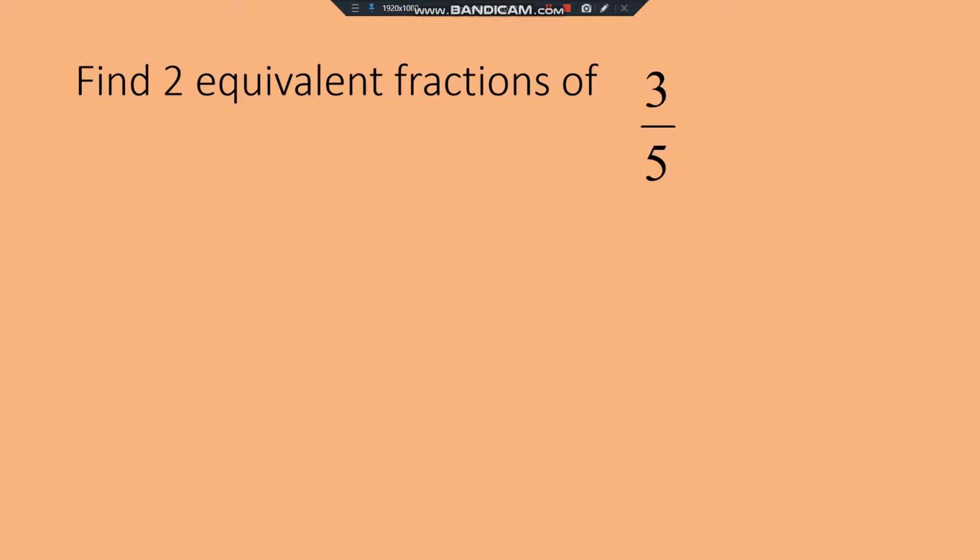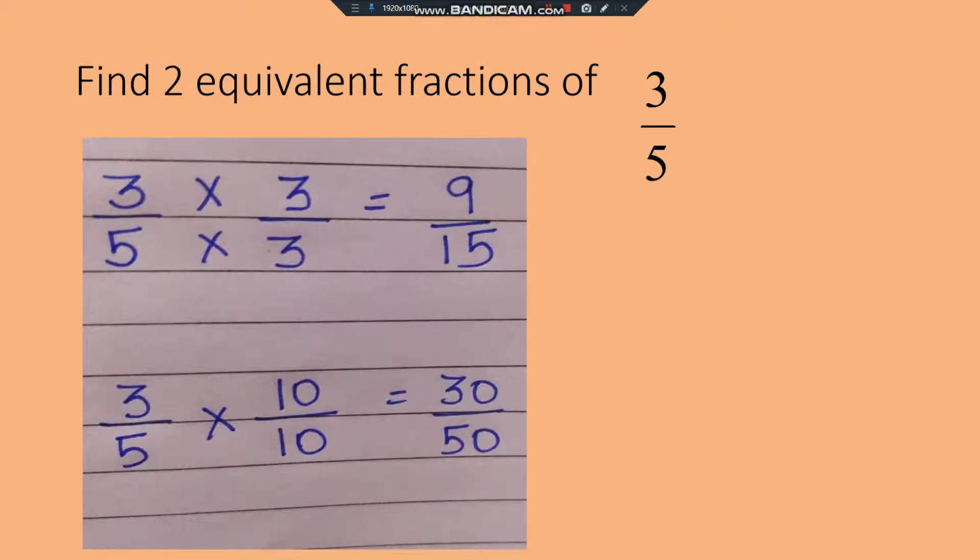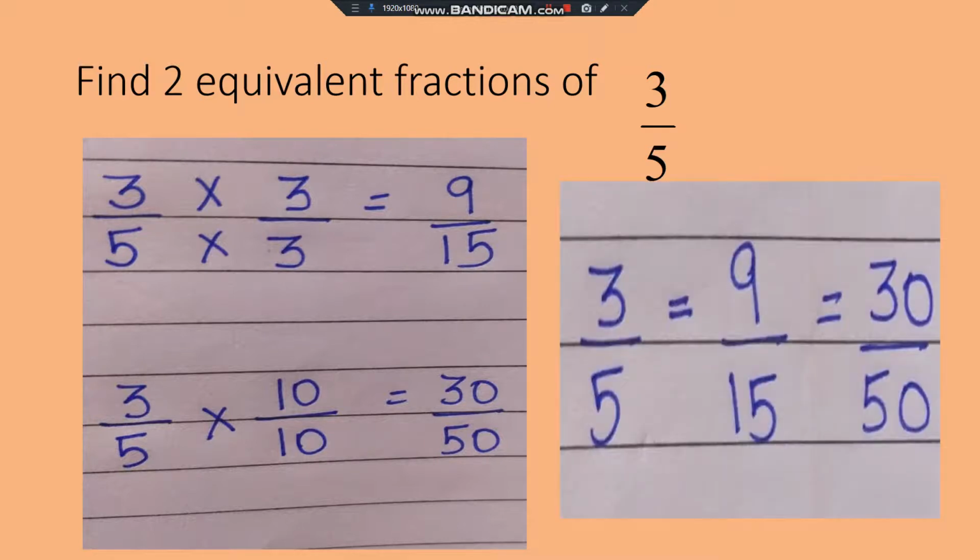Find two equivalent fractions of 3 by 5. So I multiplied 3 by 5 with two different numbers. But I multiplied the same number to the numerator and to the denominator. When I multiplied it by 3 by 3, I got 9 by 15. When I multiplied 3 by 5 by 10 by 10, I got 30 by 50. So I got two different equivalent fractions of 3 by 5. Those are 3 by 5 is equal to 9 by 15 is equal to 30 by 50.